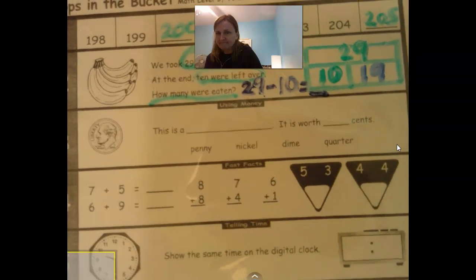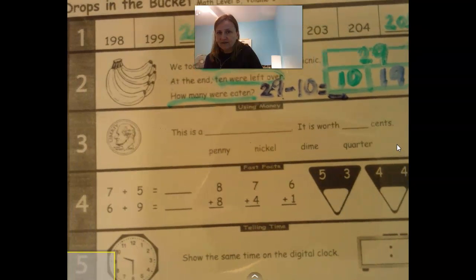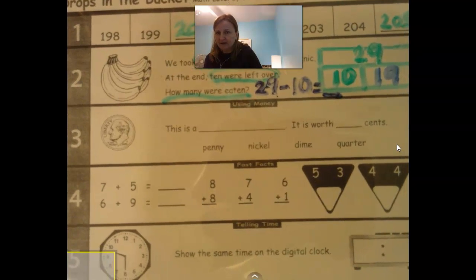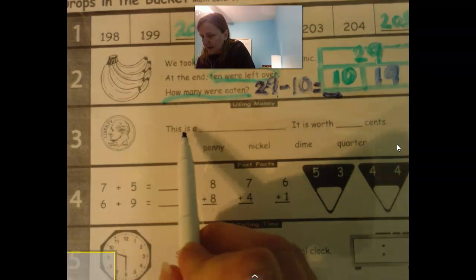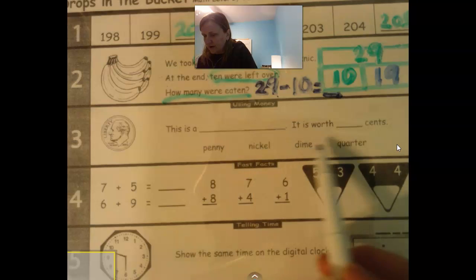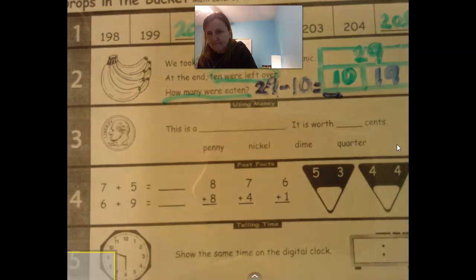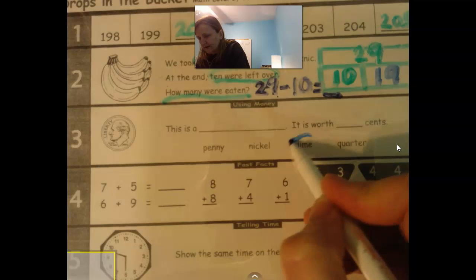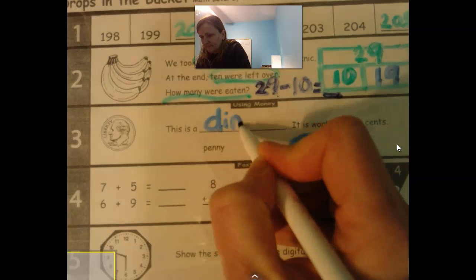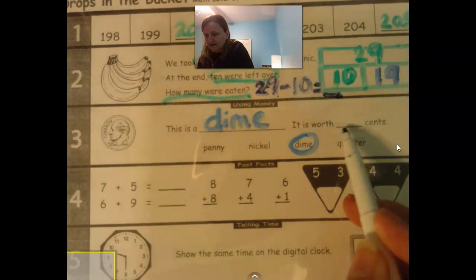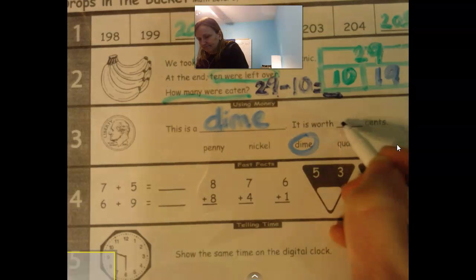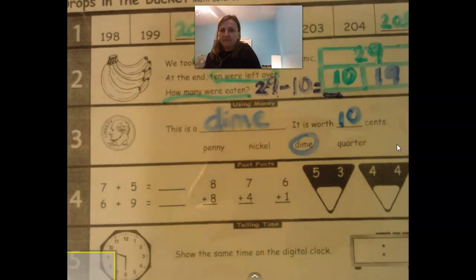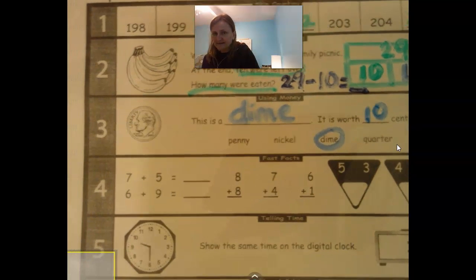All right, we have money. There's a picture of it. You have pictures of the money in your math binder if you need to look it up. But that thing right there, this is a penny, nickel, dime, quarter. What is it? It's a dime. You can write dime. It is worth blank cents. Good. 10 cents.